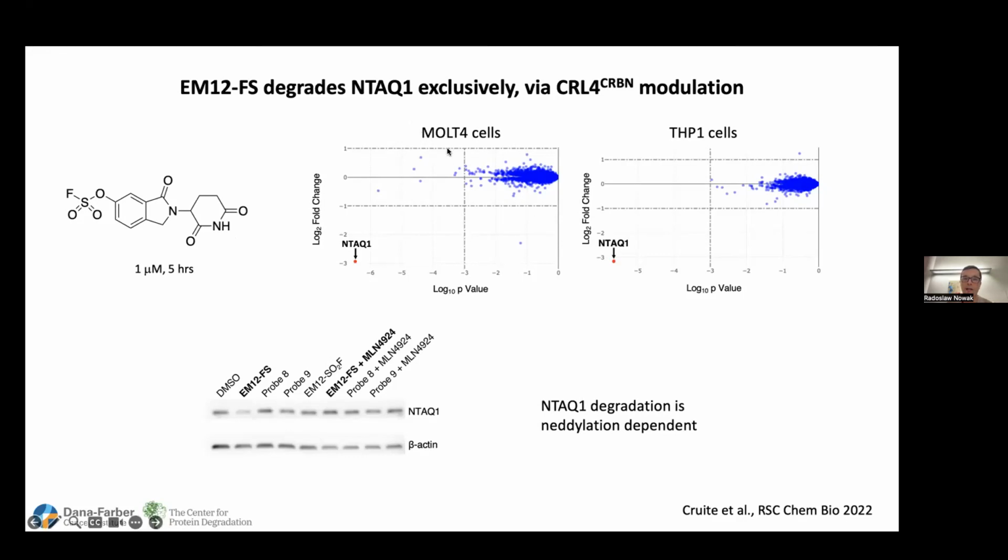was done in two different cell lines, MOLT4s and THP1s. We are able to subsequently confirm that in a Western blot, showing that we can actually degrade NTAC1, and the degradation of NTAC1 happens to also be methylation dependent, so there's proteasomal action here. NTAC1 is one of these components of an N-degron pathway, also involved in protein degradation.